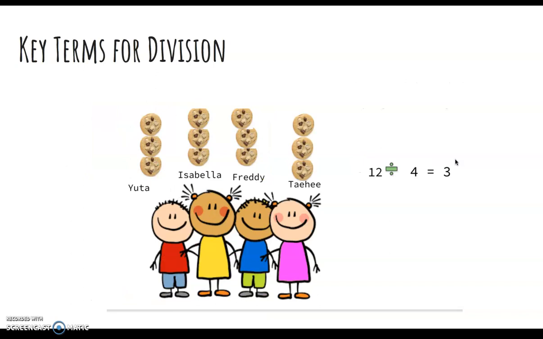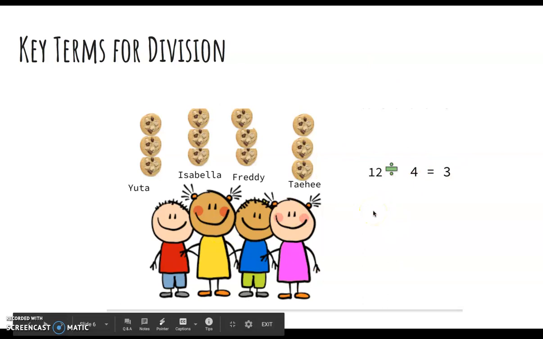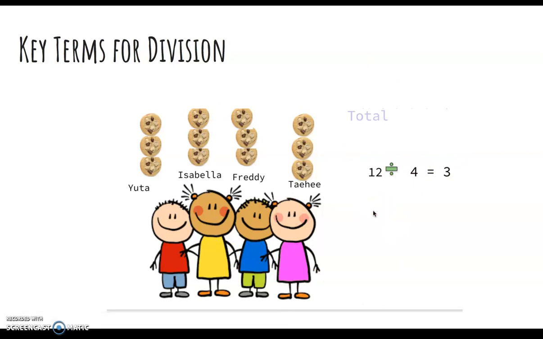So now I'd like to introduce some key terms for division. And I'm going to use the previous example. And the first term I like to introduce is total. So total is the amount of cookies that I have. And we all know that I had 12 cookies.